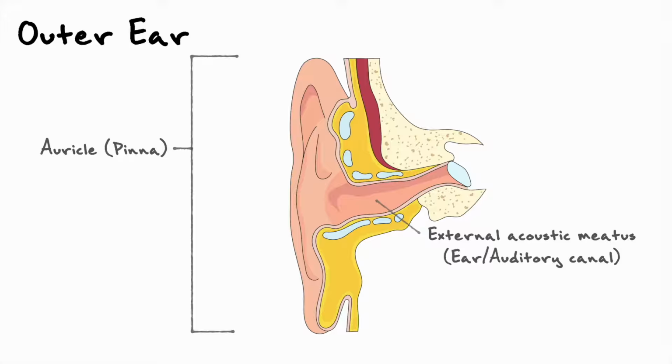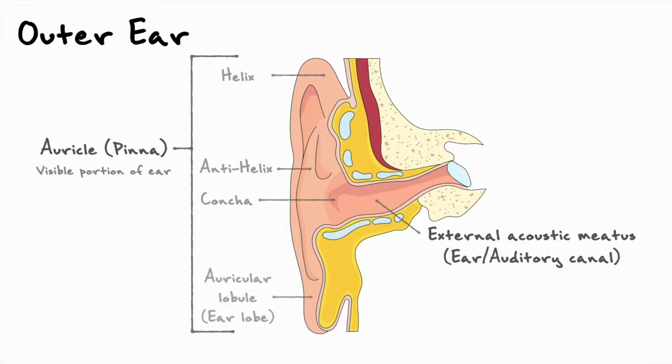If we first consider the auricle, the structure represents the visible portion of the ear outside the head, and it comprises a few anatomical structures such as the helix, the antihelix, the concha, and the auricular lobule, to name a few. The shape of all these structures is mostly defined by the underlying cartilage that resides within the ear.